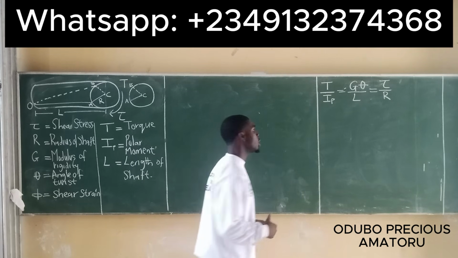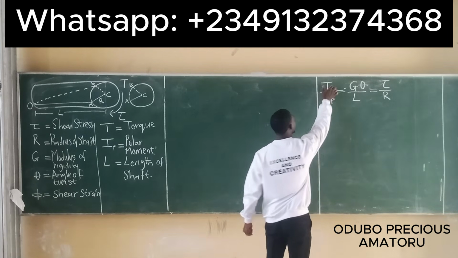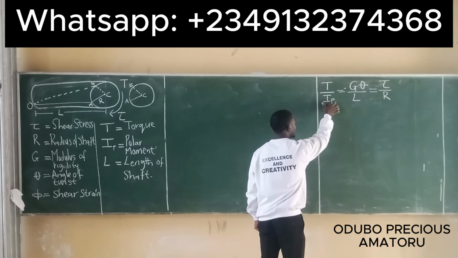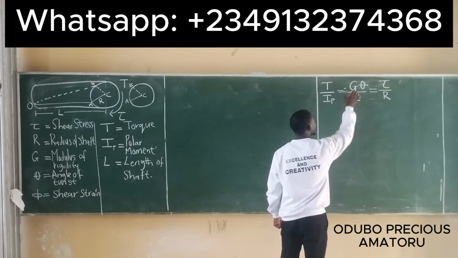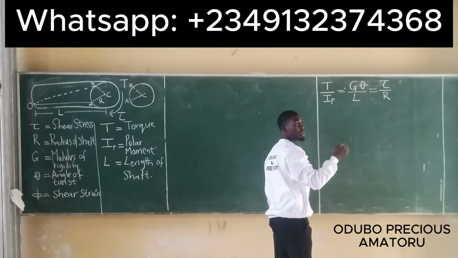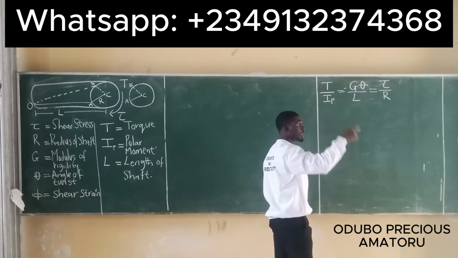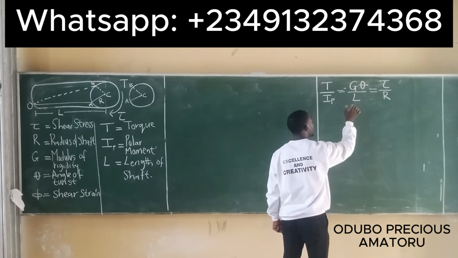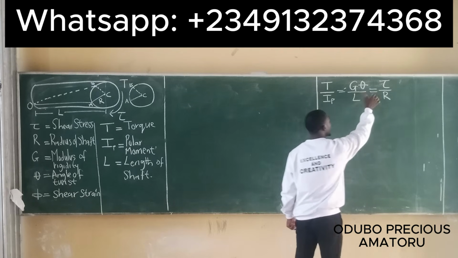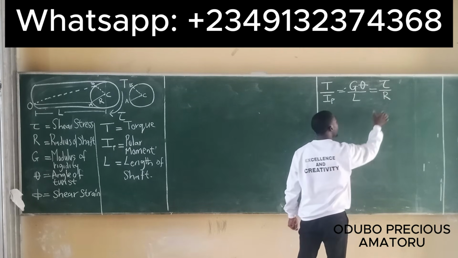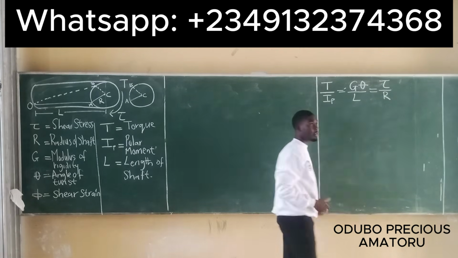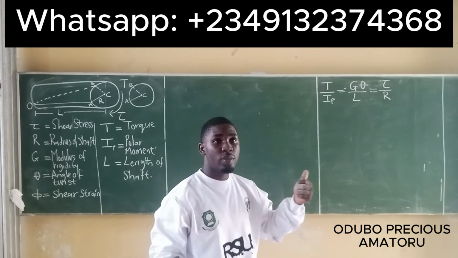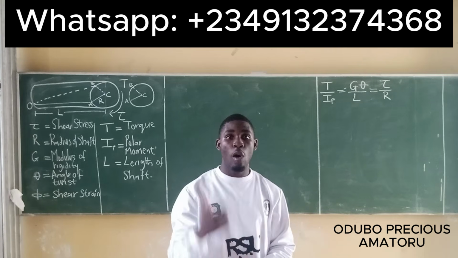In today's class, you are going to learn how to derive the equation of torsion. We have that the equation of torsion is given as T over J, which is torque over the polar moment of the shaft, equals G theta over L, which is the modulus of rigidity of the shaft multiplied by the angle of twist all over the length, and is equal to tau over r, the shear stress all over the radius of the shaft. So how did we arrive at this equation to be the equation of torsion?